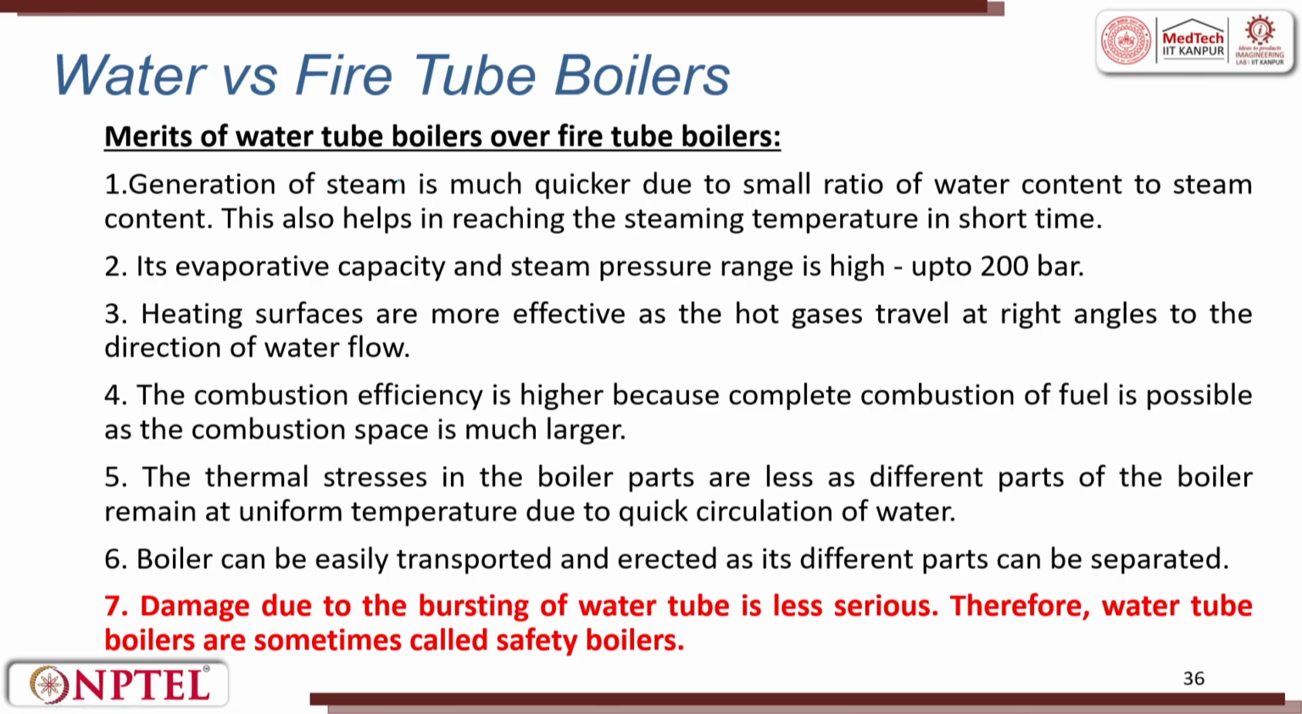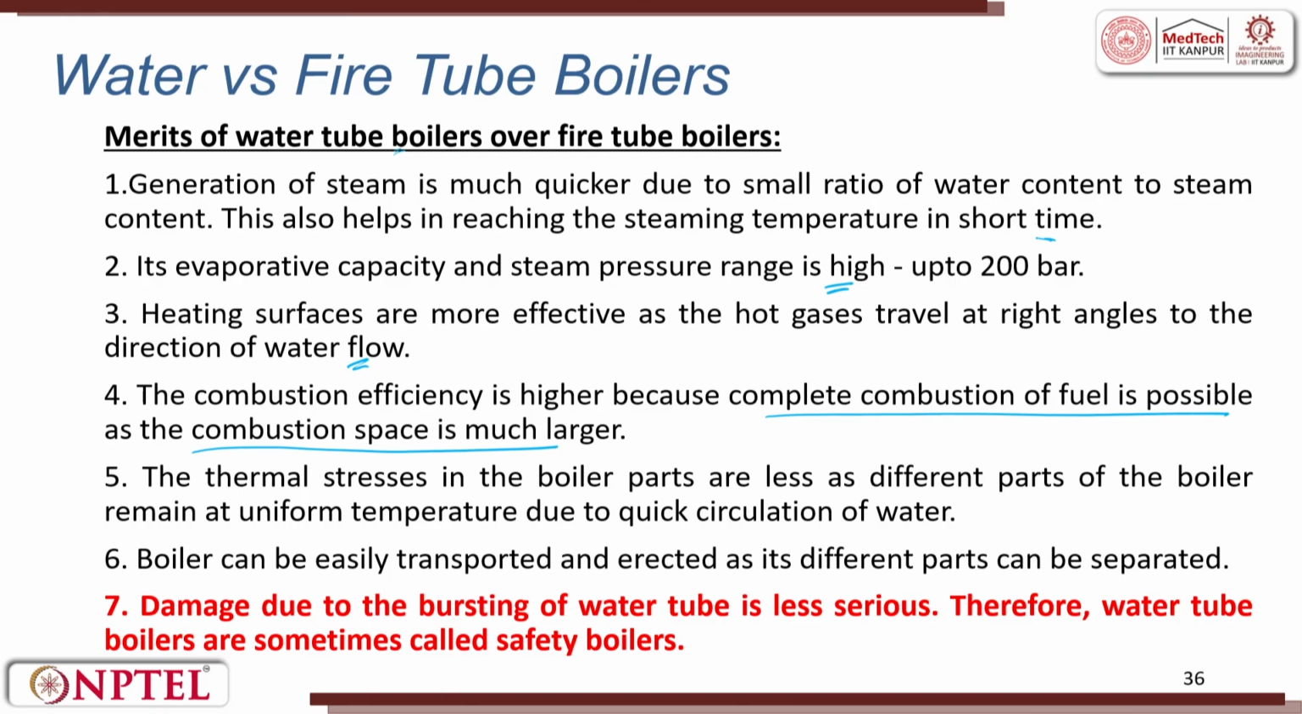The merits of water tube boilers over fire tube boilers: the generation of steam is much quicker due to the small ratio of water content to steam. This helps in reaching the steaming temperature in a short time. Its evaporative capacity and steam pressure range are higher. The heating surfaces are more efficient as the hot gases travel at right angles to the direction of water flow. The combustion efficiency is higher because complete combustion of fuel is possible as the combustion space is much larger.